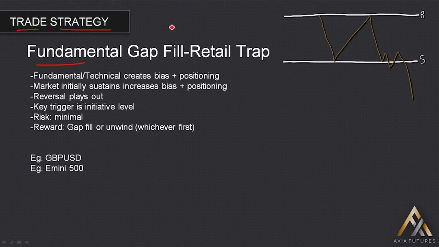So very simply, a fundamental gap fill can be fundamental or technical in nature. But what it does in essence, it creates a bias and positioning. So very simply put, the example we're going to talk about is the pound. It came out on Wednesday, I think it was, that the gap between the Labour and the Conservatives had narrowed to whatever, 4 points, I think it was.